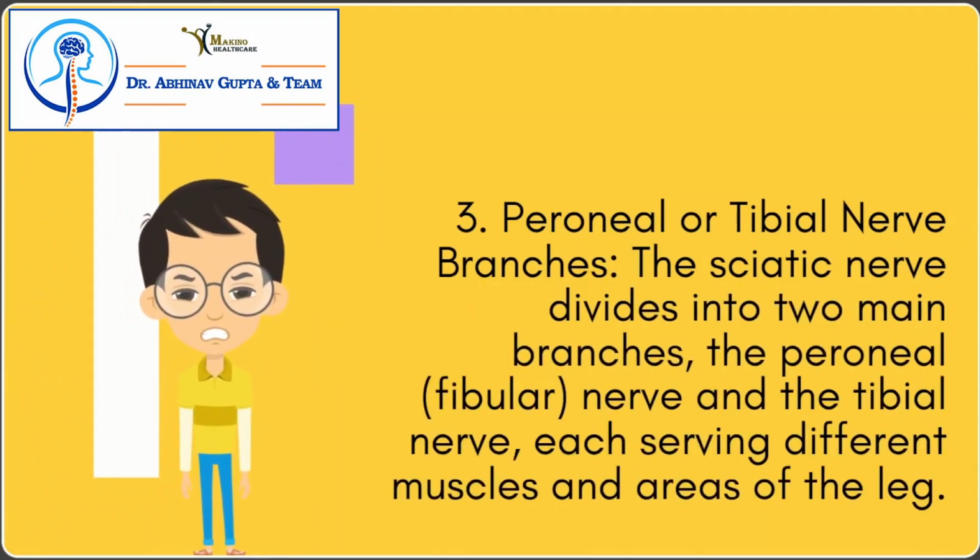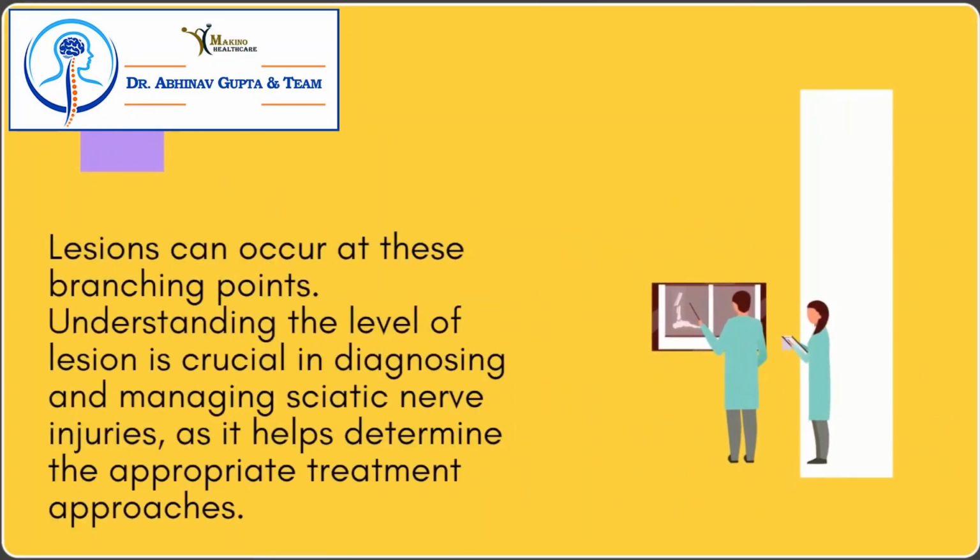3. Peroneal or tibial nerve branches. The sciatic nerve divides into two main branches, the peroneal, fibular, nerve and the tibial nerve, each serving different muscles and areas of the leg. Lesions can occur at these branching points.